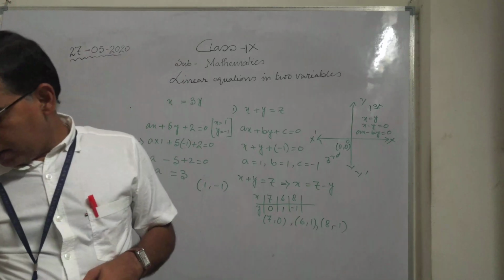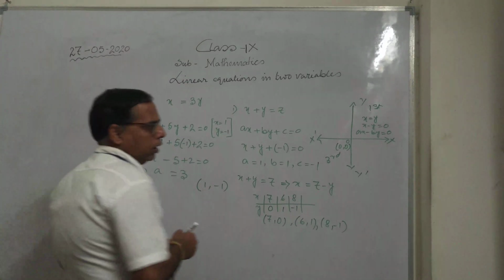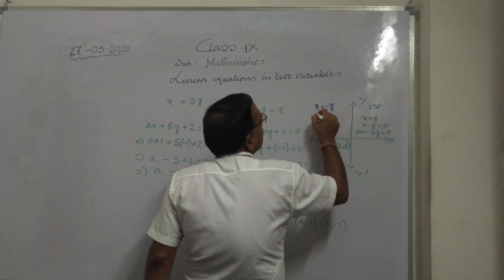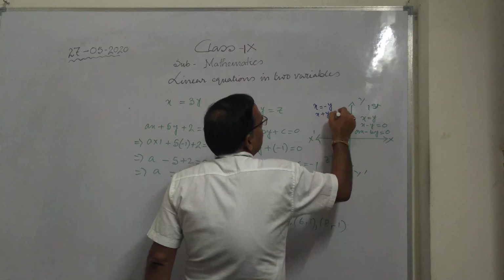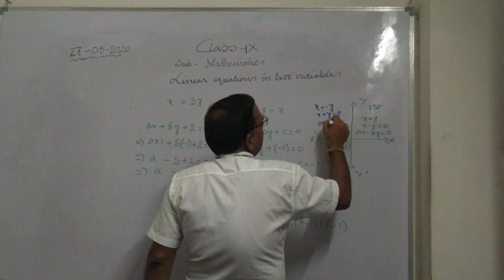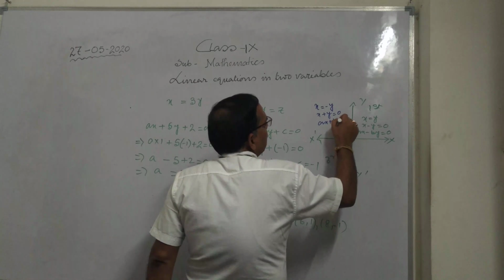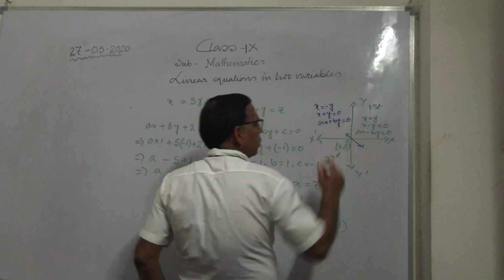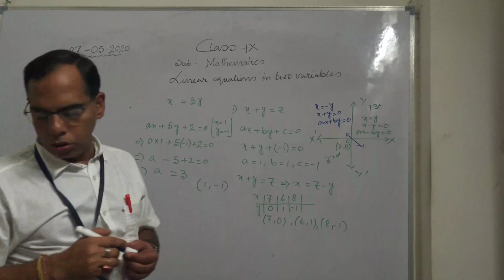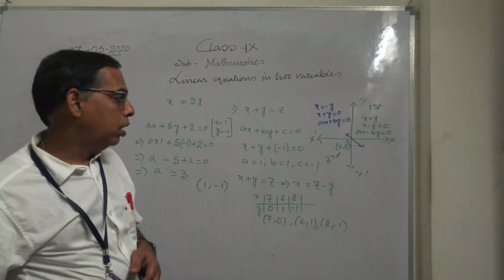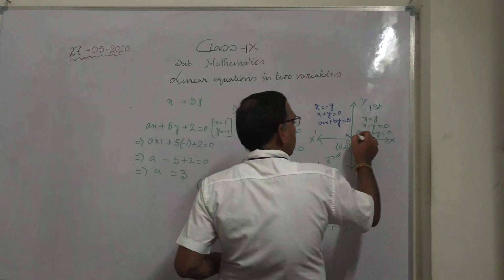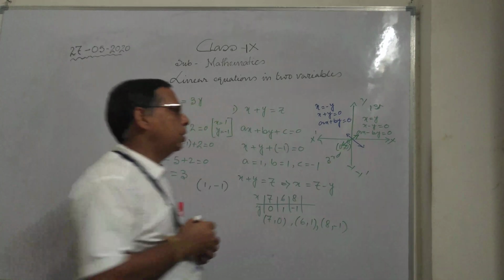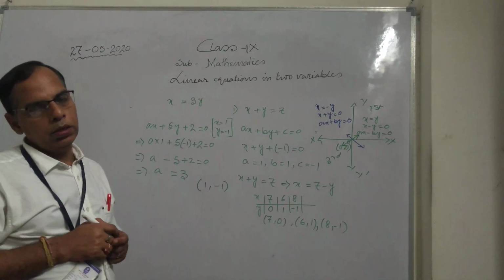The line will pass through the second and the fourth if x equal to minus y, x plus y equal to 0, or ax plus by equal to 0. Then the line will pass through the second and the fourth, and in the previous case it will pass through the first and the third. Okay.